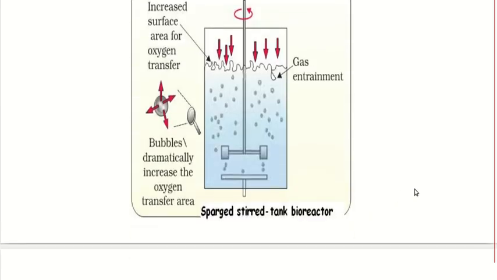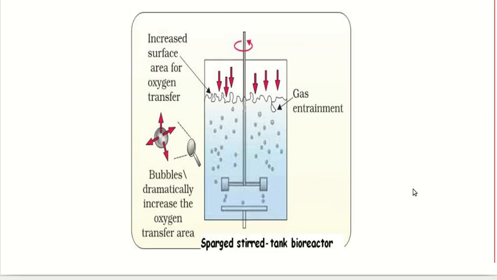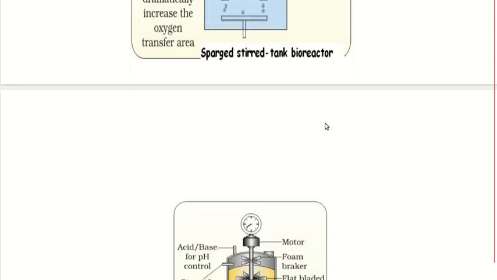Sparged stirred tank bioreactor: rarely it has been asked, but it can be asked as a 2-mark diagram. You can see the surface area for oxygen transfer is increased. The bubbles dramatically increase the oxygen transfer area whenever these are stirred, so that is how gas entrapment occurs. Here they have shown the diagram where the bubbles dramatically increase the oxygen transfer area. So the culture media is grown in such a sparged tank bioreactor.